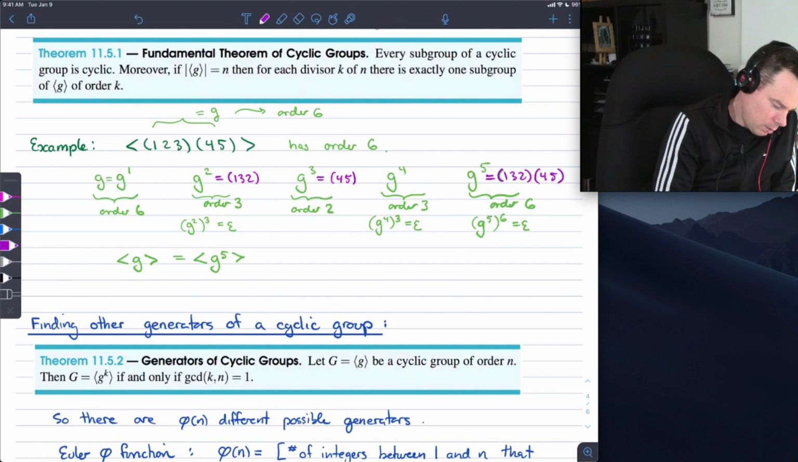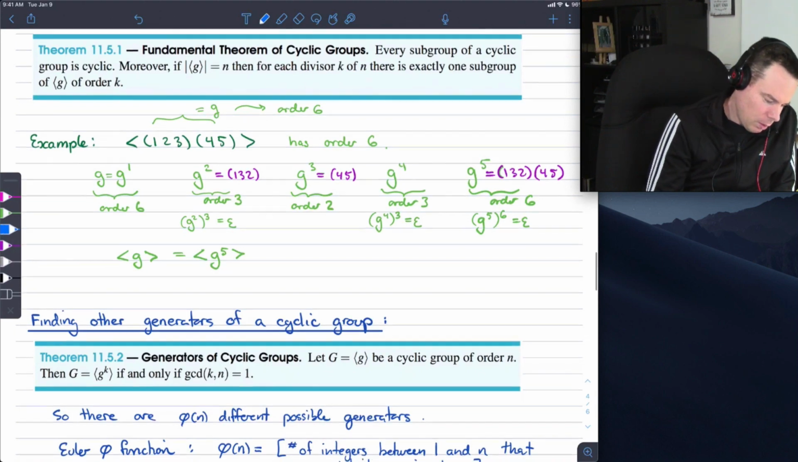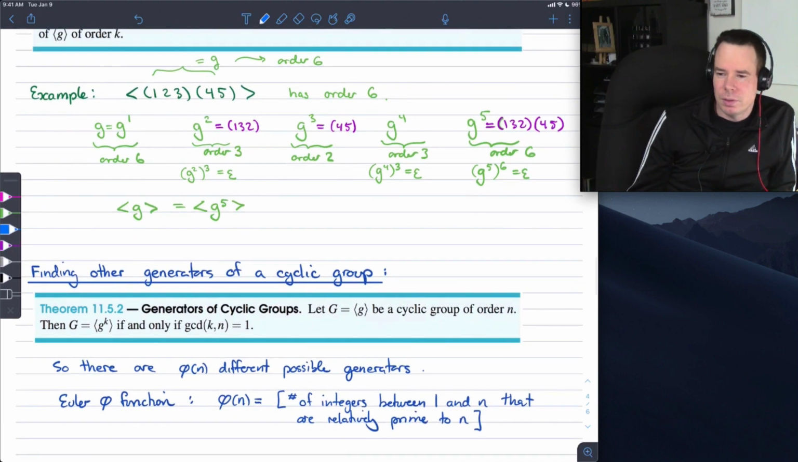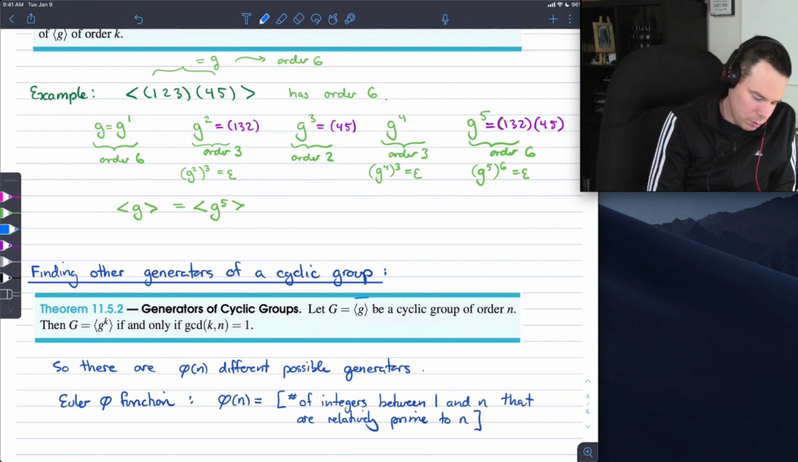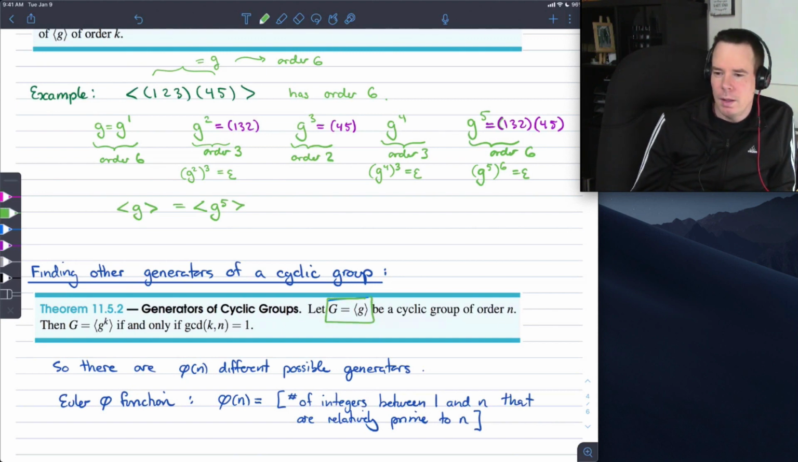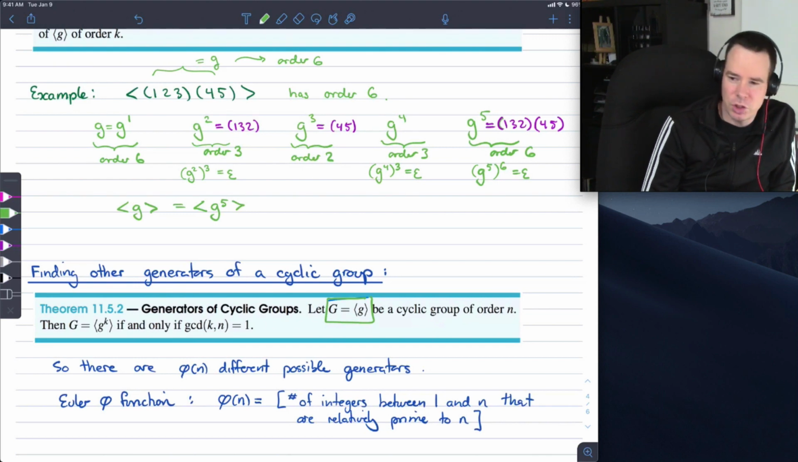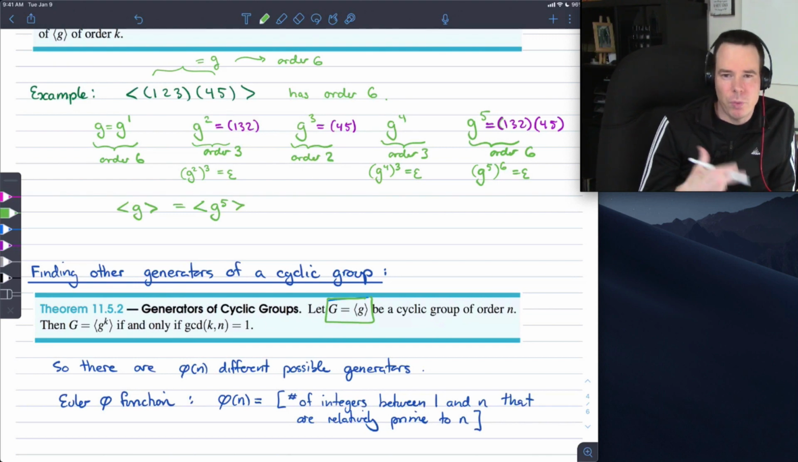Okay, so what do we get now? Well, this example can sort of be carried forward in the sense that if we have a cyclic group, G, generated by little g, and let's say it's order n, what are the other generators of the group? What are the other elements whose order is the full size of the group? Well, those are precisely the powers of our generator where the power is relatively prime to n.